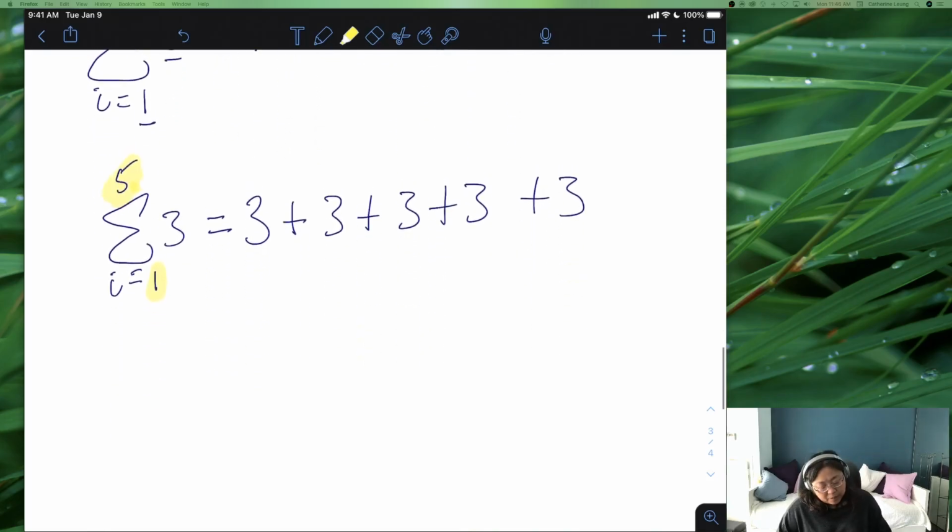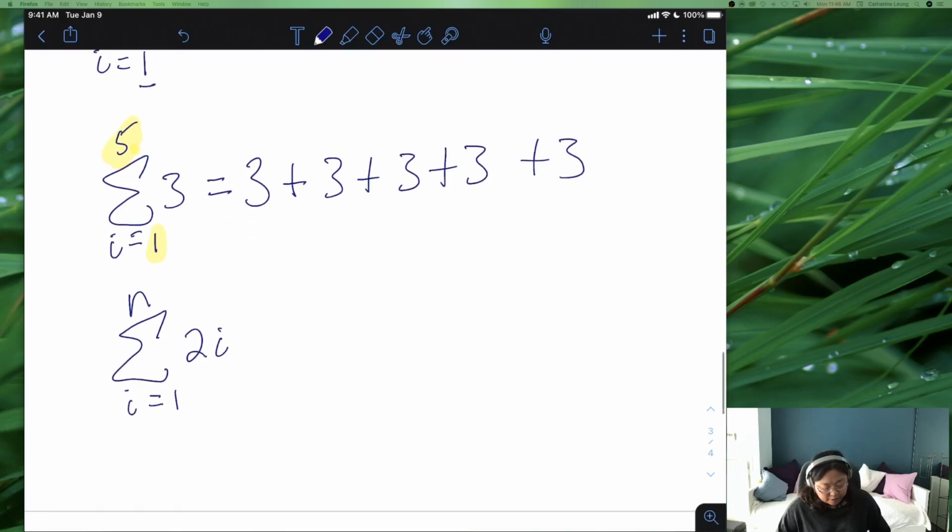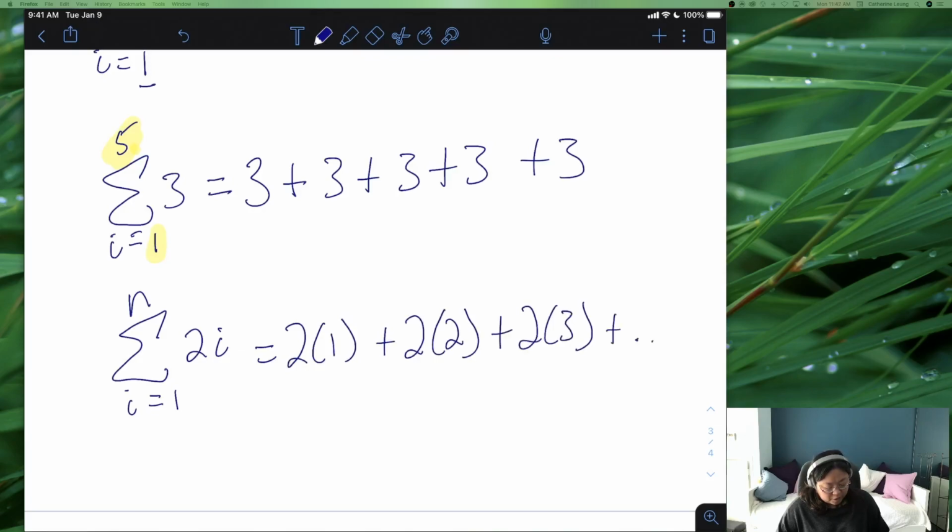Now, I can also do more complicated ones. For example, like what is this one? i from 1 to n of 2i. Well, in this case, what I would get is 2 times 1 plus 2 times 2 plus 2 times 3 plus, and so on, all the way up to 2 times n.